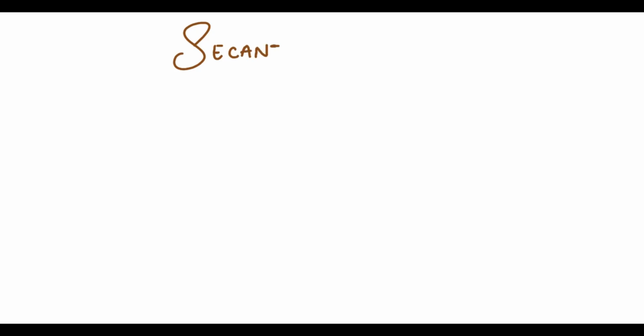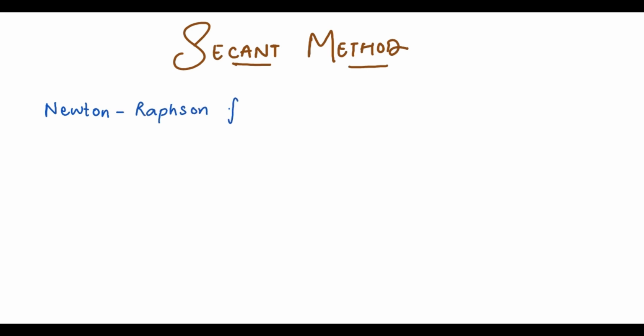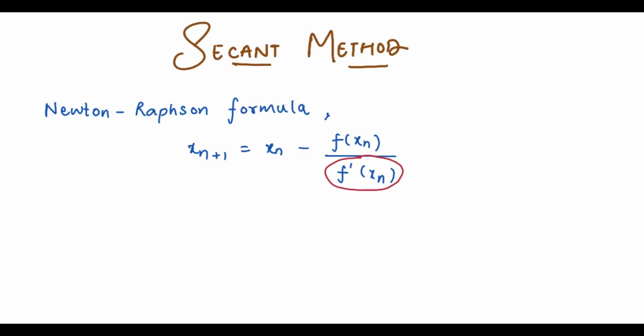Now let's understand why the secant method is needed. Recall the Newton-Raphson iteration formula. So we have x_{n+1} = x_n - f(x_n) / f'(x_n). Now observe this equation carefully. Everything in this formula is easy to compute except one quantity, that is f'(x_n). And to apply the Newton-Raphson method, we must know the derivative of the function.